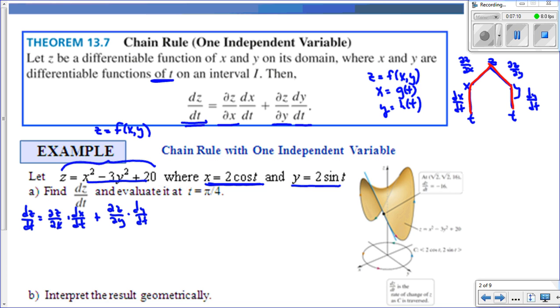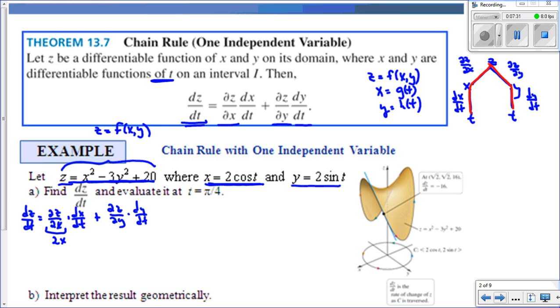Now, find each of these derivatives, the partial of z with respect to x. So look at the derivative of z in the equation that's in terms of x's and y's. If we're finding the partial of z with respect to x, the y would be a constant. So this will be 2x.